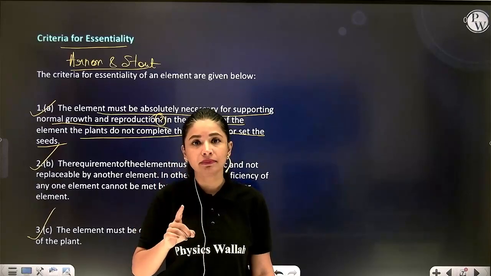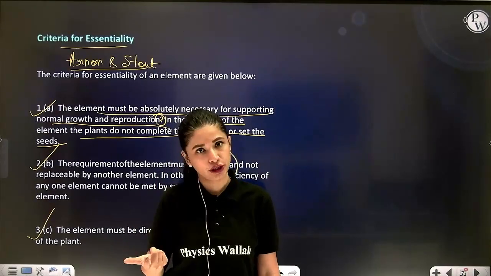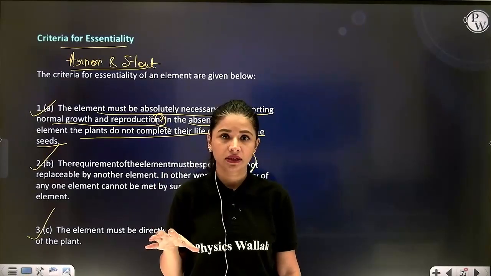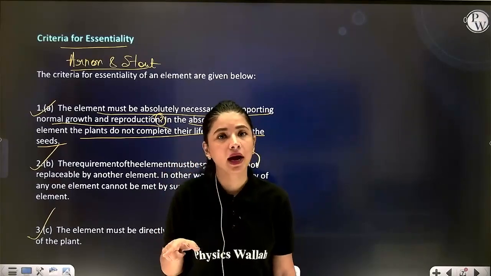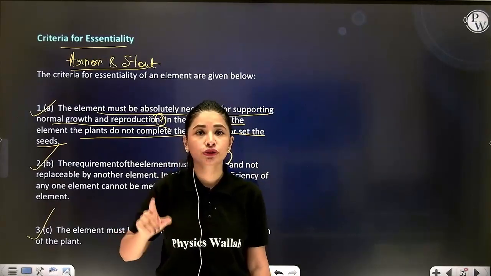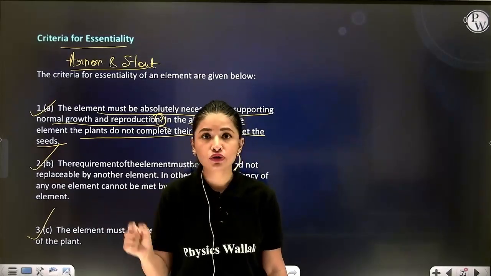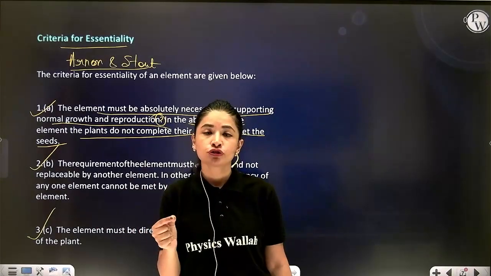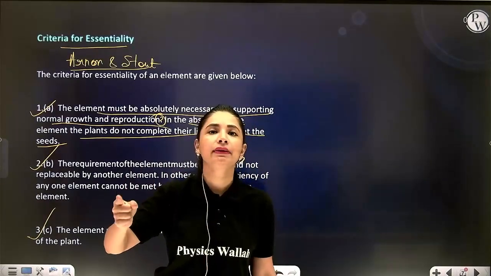So such elements, whose deficiency, the better term to say is deficiency. If some elements want to become essential, then if they are not given to the plant body, the plant should show certain deficiency symptoms. And those deficiency symptoms should only be overcome when that element is provided.